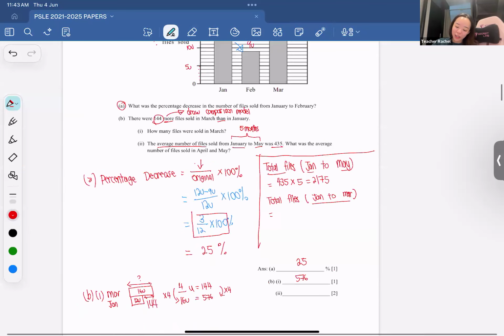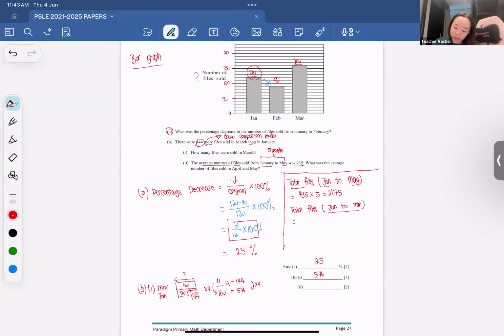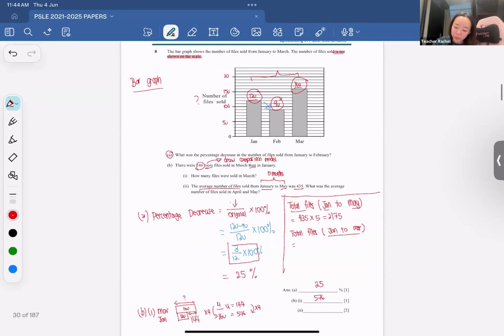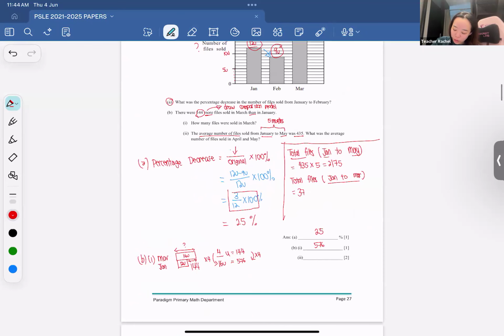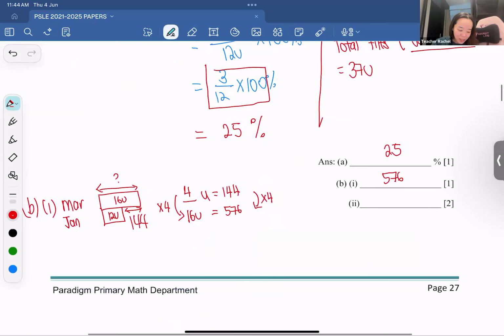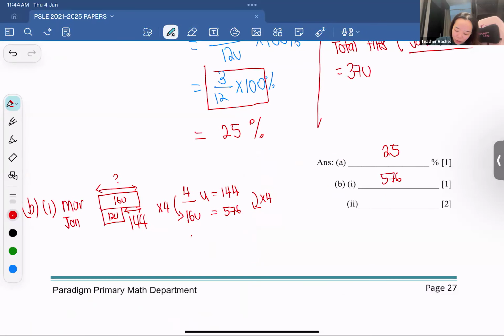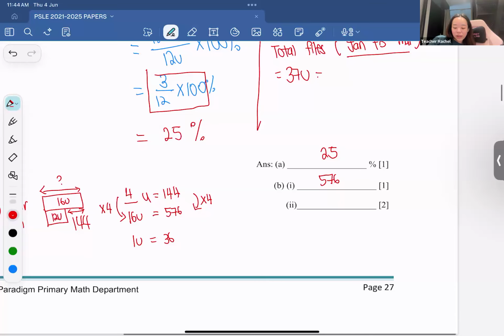Why do I find January to March? Because I know that January to March is 12 unit plus 9 unit plus 16 unit. You add them all up, press your calculator, you will get 37 unit. Just now I didn't calculate what is 1 unit. 1 unit is 36. Correct. You will take 144 divided by 4. You get 36. So to find 37 unit, you just take 36 times 37. Okay, you will get 1,332.